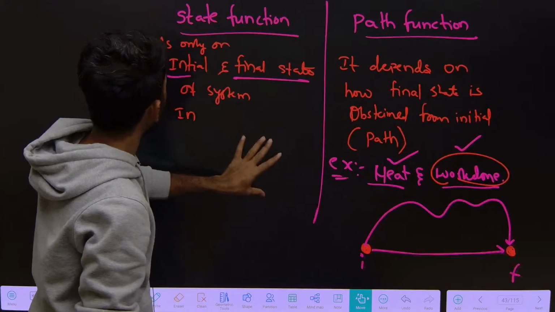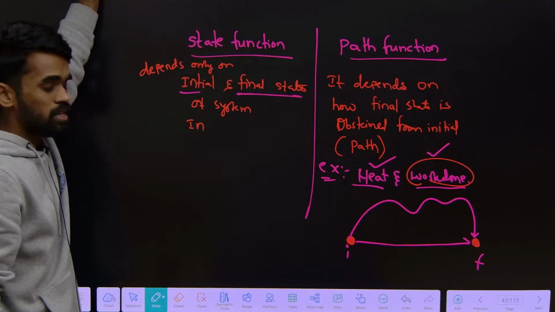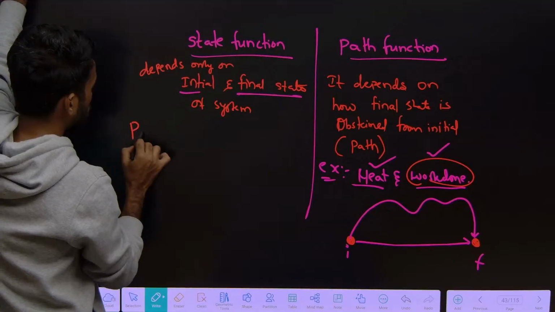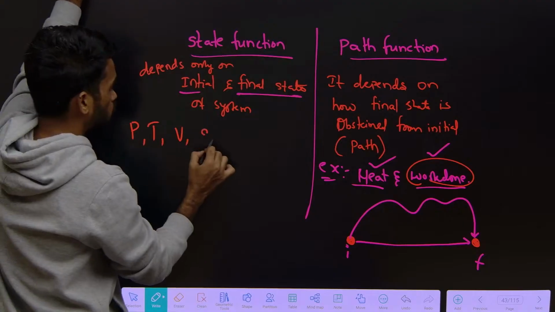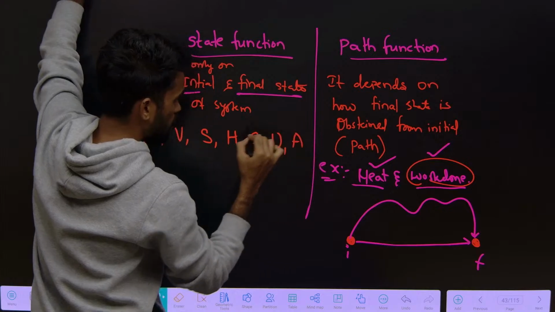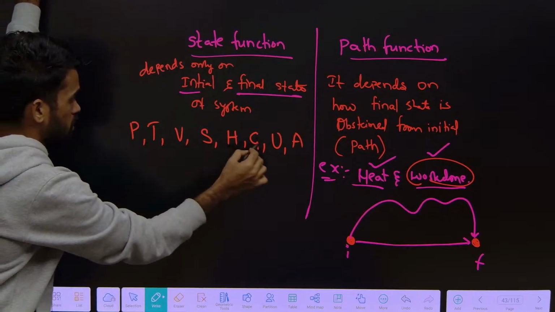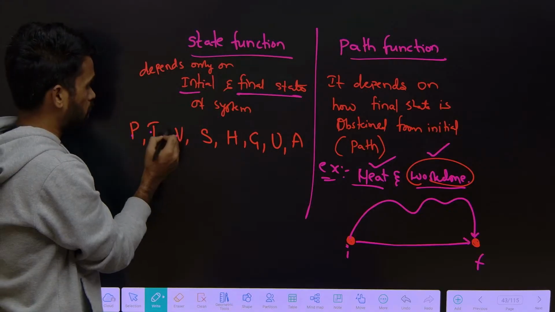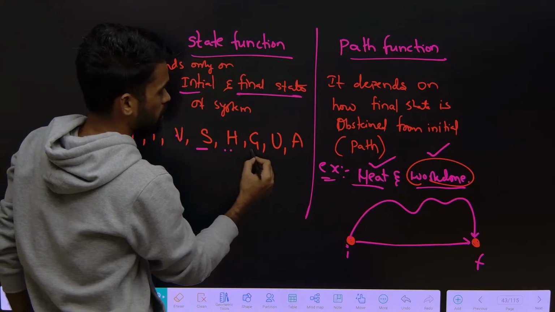When it comes to state functions, they depend on the initial and final state of the system and are independent of the path followed. The best examples are pressure, temperature, volume change, and entropy, enthalpy, Gibbs free energy, internal energy, Helmholtz free energy. All these things are state functions. You need to remember these things. The best way to remember is pressure, temperature, volume, PVT, next entropy, enthalpy, Gibbs free energy, internal energy.